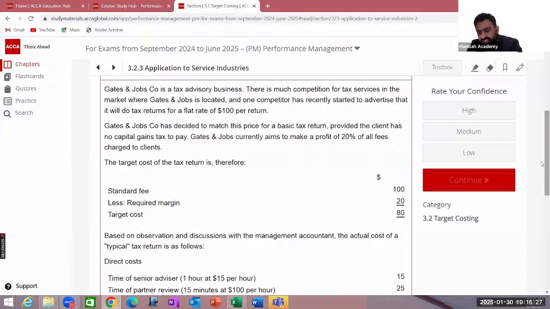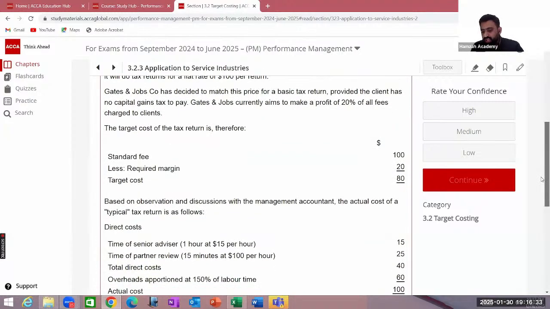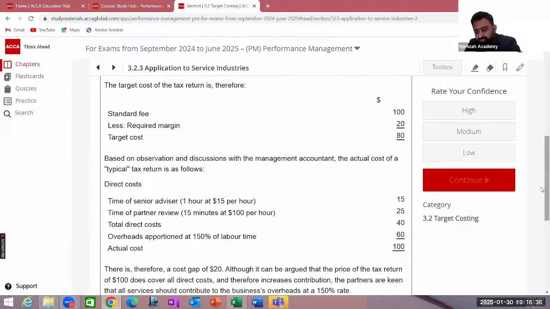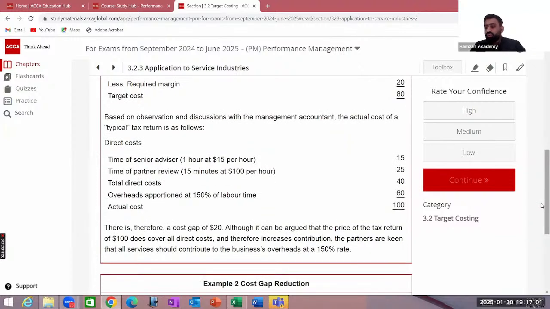Now, based on the observation and discussion with the management accountant, the actual cost of a typical tax return is as follows. Time of a senior advisor is $15 per hour, so $15. Time of a partner review is 15 minutes, at $100 per hour, so $25 for a partner. So the total direct cost is 40, and the overhead portion is 60. So your expected actual cost is 100, and your target cost is 80. So there is a cost gap of $20. Now, if you want to earn that profit margin of $20, you have to basically reduce this cost gap to zero.